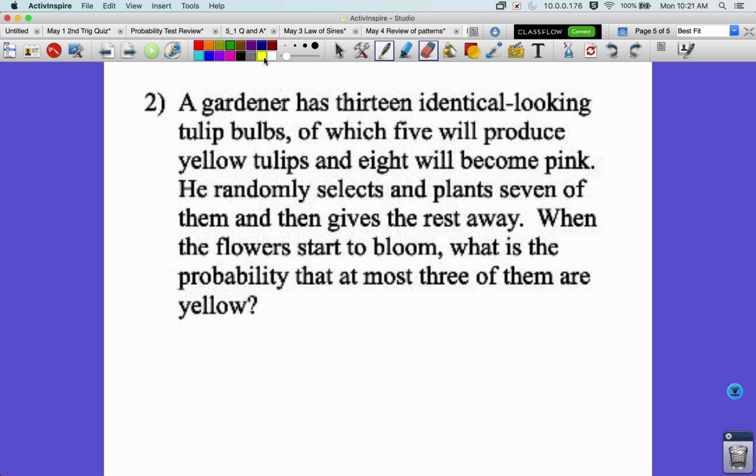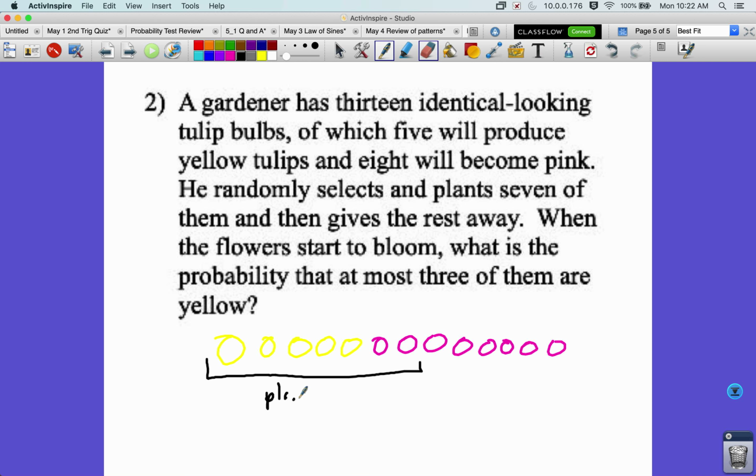So let's just draw that out. So I need 5 yellow, 1, 2, 3, 4, 5, 8 pink, 1, 2, 3, 4, 5, 6, 7, 8. And I'm going to plant 7 of them. So we're going to plant 7, but we don't know which 7 because it's at random. What's the probability that at most 3 of them are yellow?